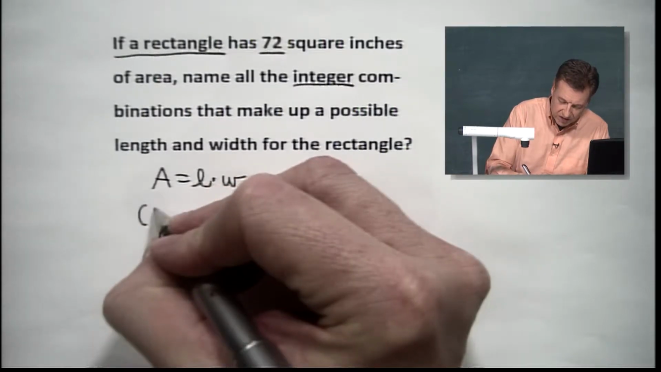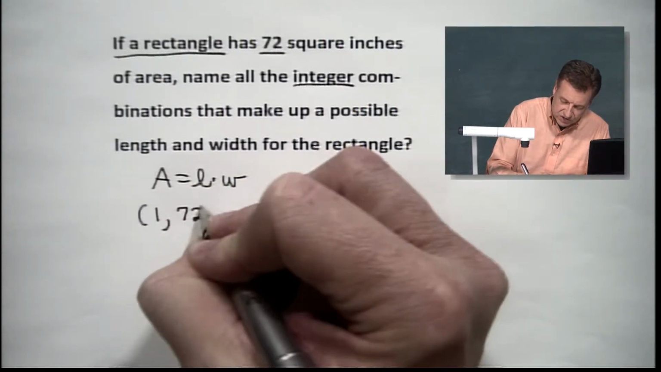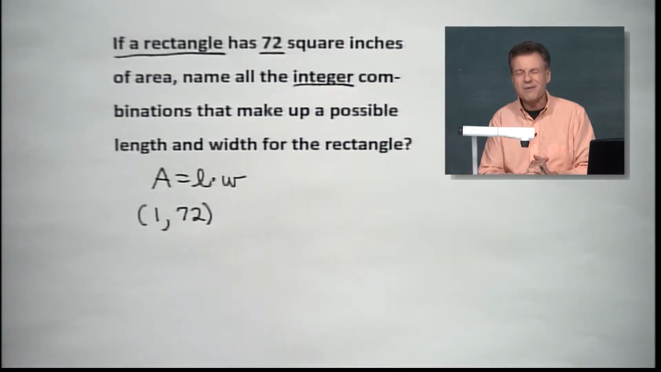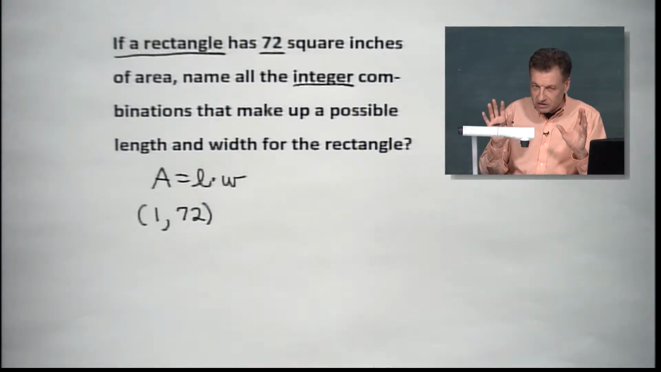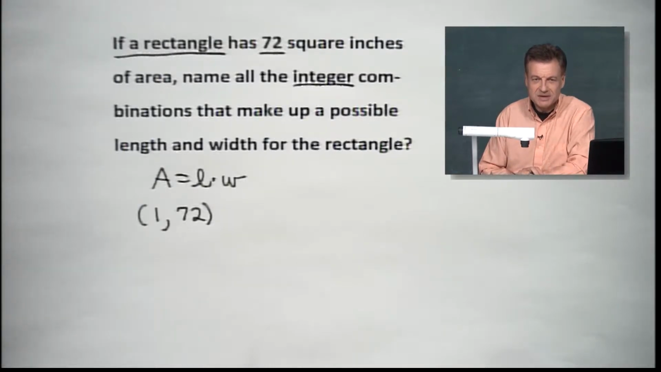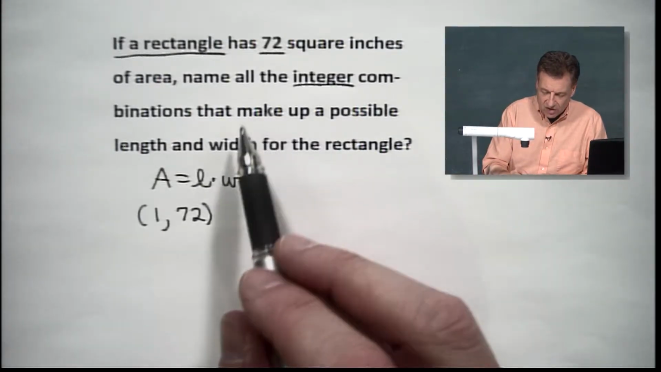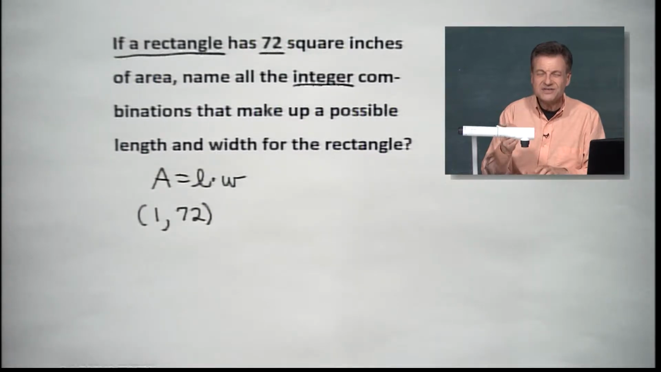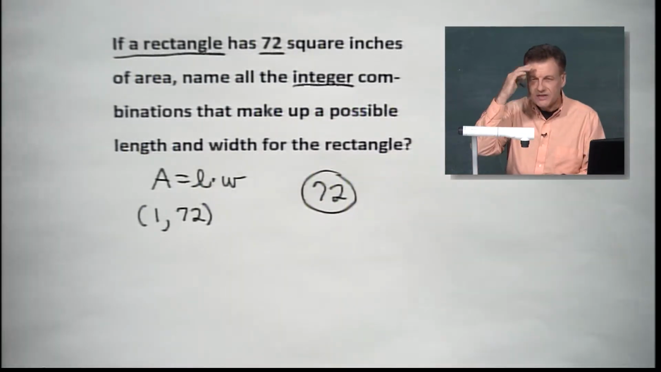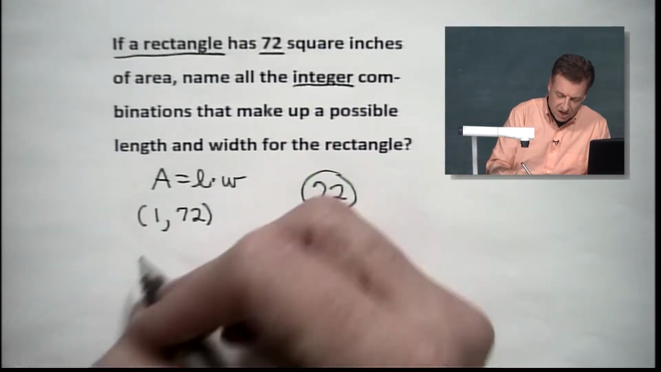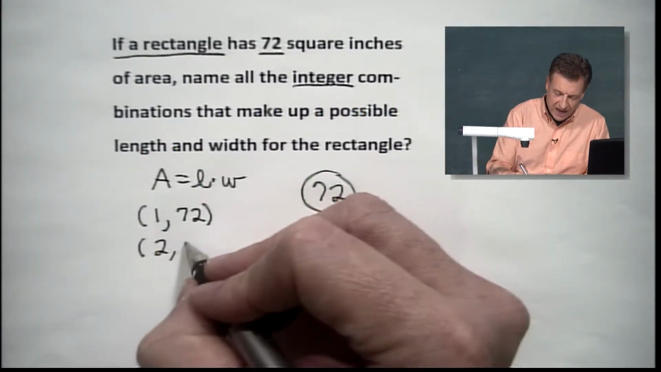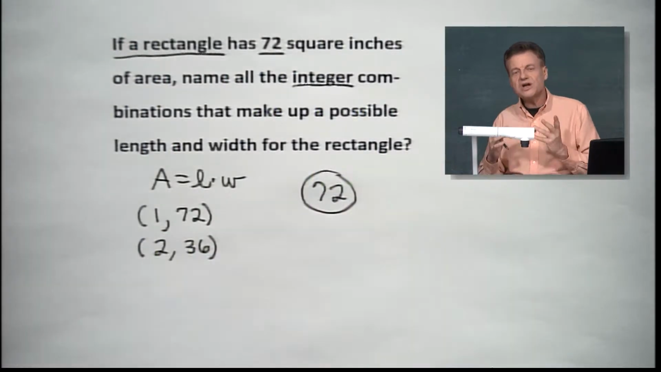So let's see where we're going. First of all, the easy one we know is 1 times 72. Obviously, a number times 1 gives you that number right back. It's a strange looking rectangle, but nonetheless, it is an option. Now, let's keep going. 2 will divide in there. We're looking at the number 72 and thinking of all the different numbers that can divide into it evenly. I know 2 will go in there, and if I split 72 in half, I'm going to be looking at 2 and 36. So there's our second combination.